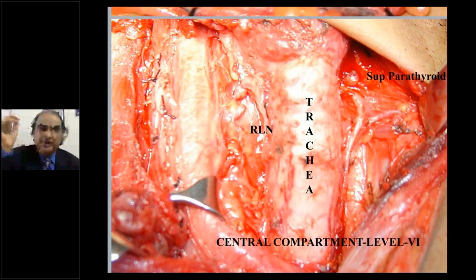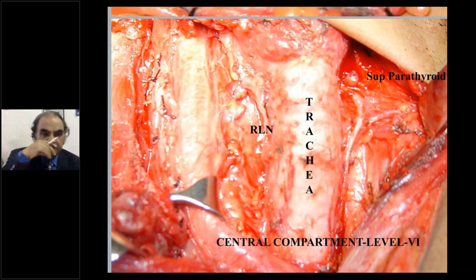Now, I think I've shown it already, so you can go back and get the PPT that I shared. I'll see if I can show the picture at the end, because we take more questions. Although I covered it, I'm repeating it. This is the recurrent laryngeal nerve, and that's the inferior thyroid artery. This is where the parathyroid is, if that is the trachea.